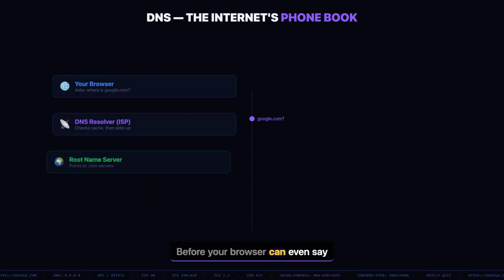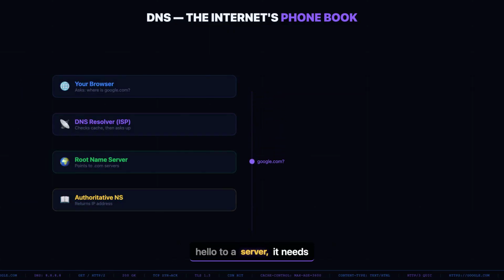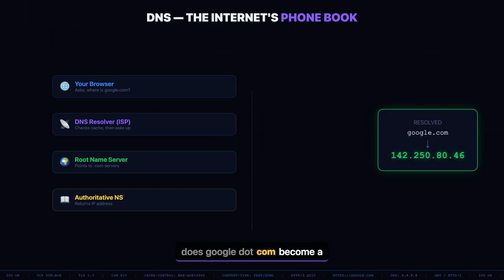Before your browser can even say hello to a server, it needs to find it. Every server has an IP address, a number like 142.250.80.46. But you type google.com. How does google.com become a number? That is the job of DNS, the domain name system. It is like the phone book of the internet. Your browser asks a DNS resolver, which checks a chain of DNS servers until it finds the answer.